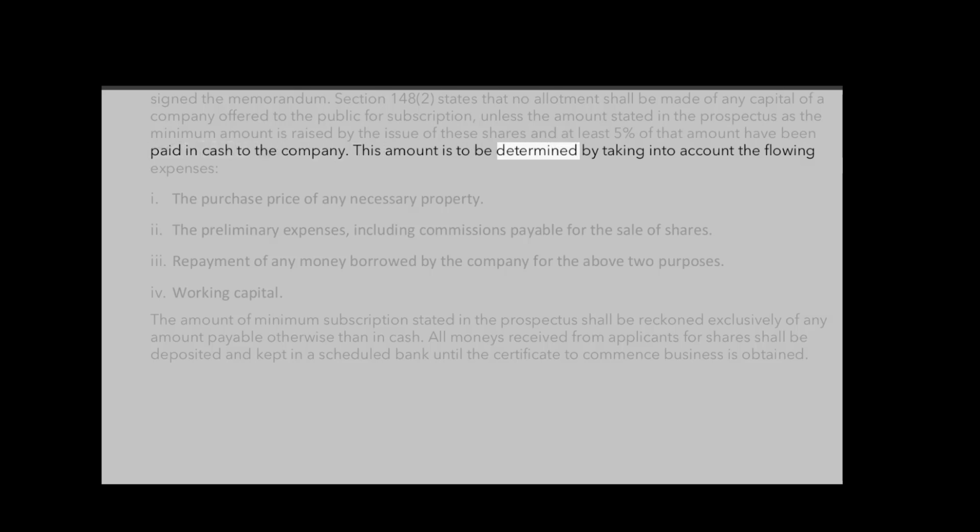This amount is to be determined by taking into account the following expenses. 1. The purchase price of any necessary property. 2. The preliminary expenses, including commissions payable for the sale of shares. 3. Repayment of any money borrowed by the company for the above two purposes. 4. Working capital. The amount of minimum subscription stated in the prospectus shall be reckoned exclusively of any amount payable otherwise than in cash. All monies received from applicants for shares shall be deposited and kept in a scheduled bank until the certificate to commence business is obtained.